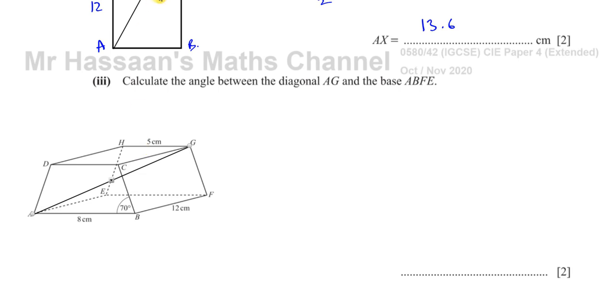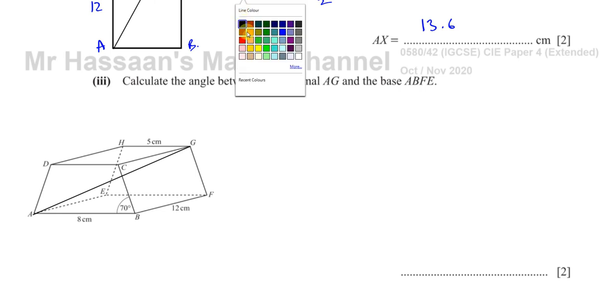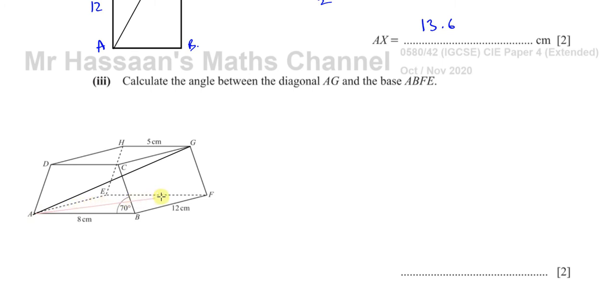So basically, it's like the angle between this line and, you could say, the shadow of that line as it falls on the base. You could think of it like that. The angle between the line and the plane is the angle between the line and the shadow of that line on that base. So this line here would be the shadow of that line on the base. So what we're looking for is the angle between those two.